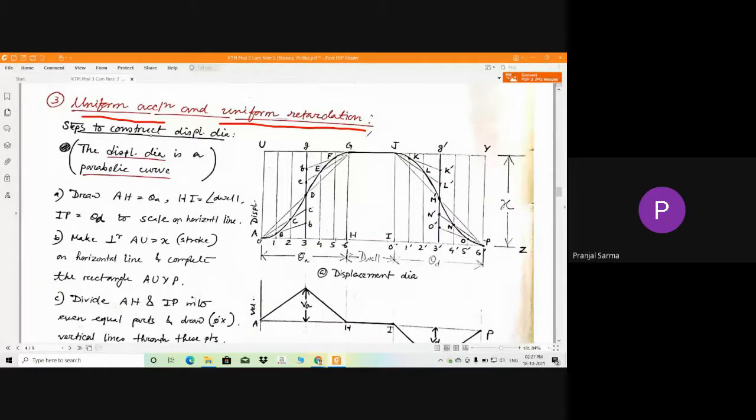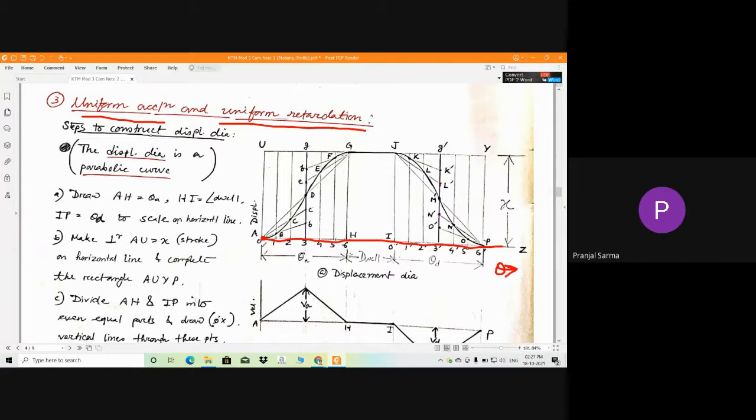Okay, so now for constructing the displacement diagram for uniform acceleration and uniform retardation, those who are listening properly, try to draw along. Once again, the horizontal line has to be drawn. So we are going to mark the theta, the angular displacement.